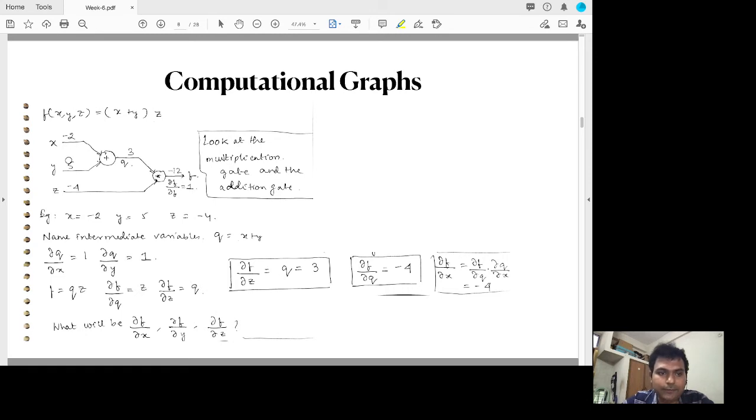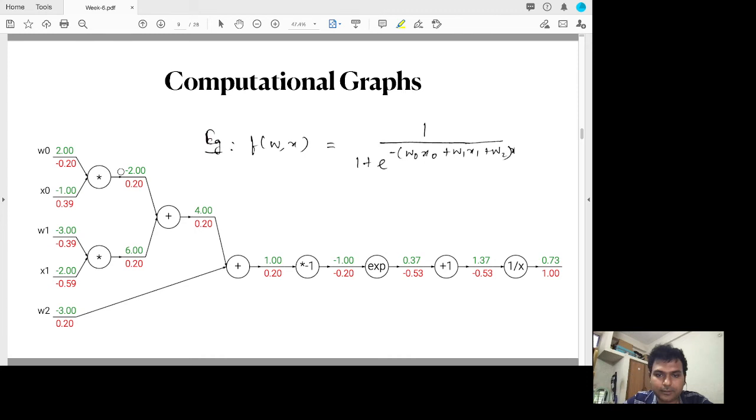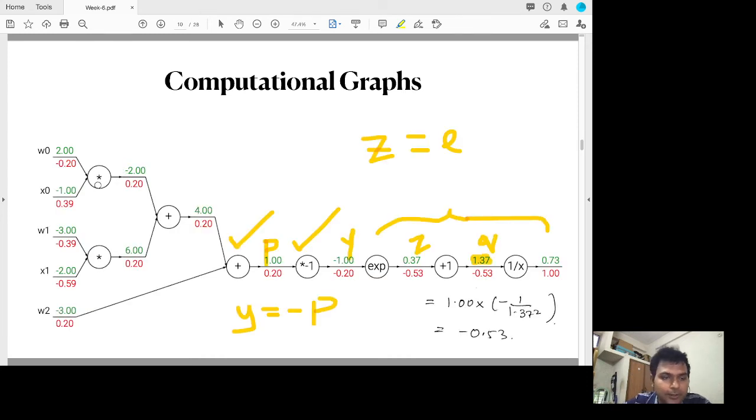Here, if you notice, when the multiplication sign was there, dou f dou q became equal to z, and dou f dou z became equal to q. So that is the exact thing that will happen with respect to dou f dou w0. Dou f dou w0 will see this input coming as 0.2 and it will multiply it by minus 1. Is this clear?